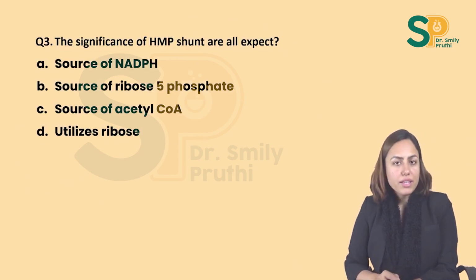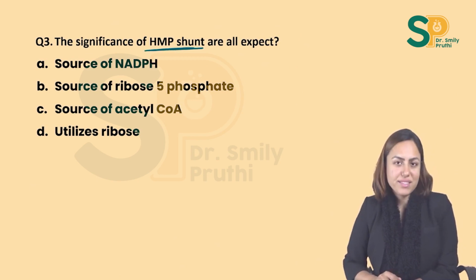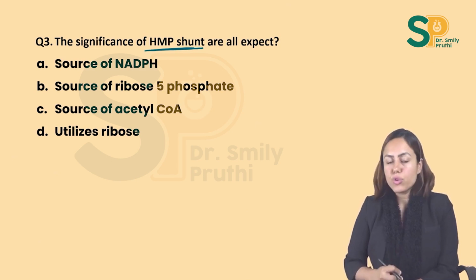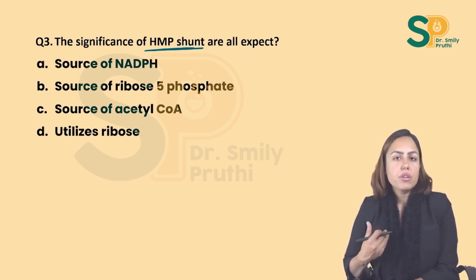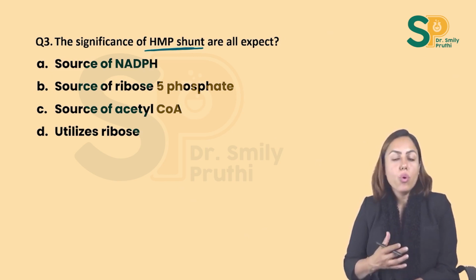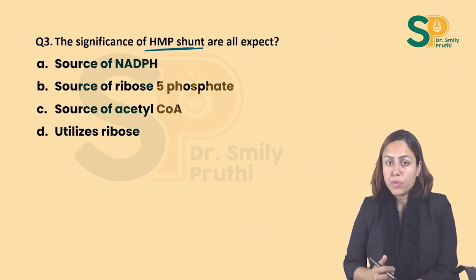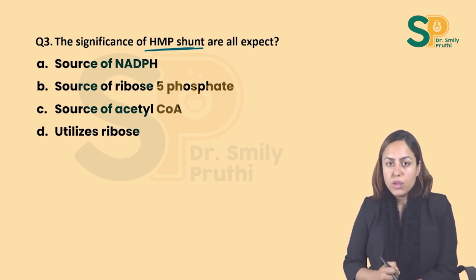Coming to the next question, the significance of HMP shunt are all except. For solving this question, you need to know the full reaction of HMP. When I took the video on HMP, I cut short what you have to learn, because HMP is a big pathway. You cannot cram the whole of it. It's a cycle actually, okay? So the main thing is that you learn the full reaction of the HMP cycle. Then it is easy to solve so many questions, right?